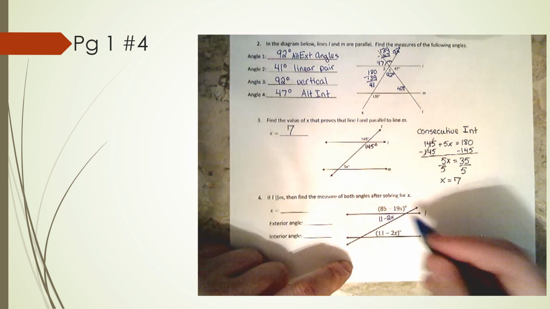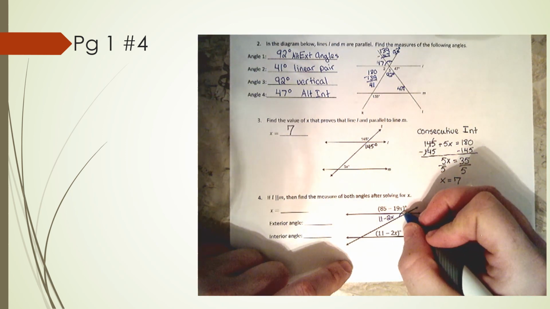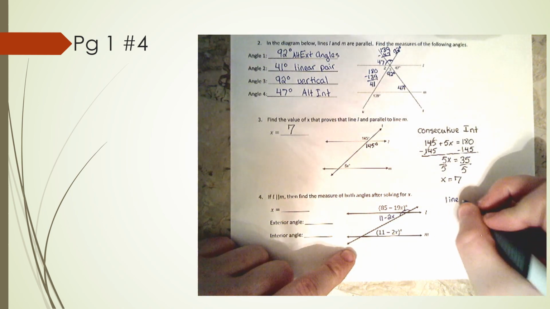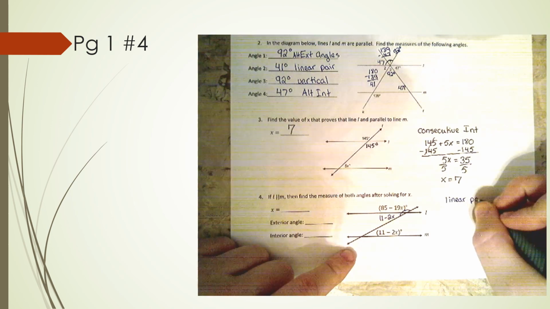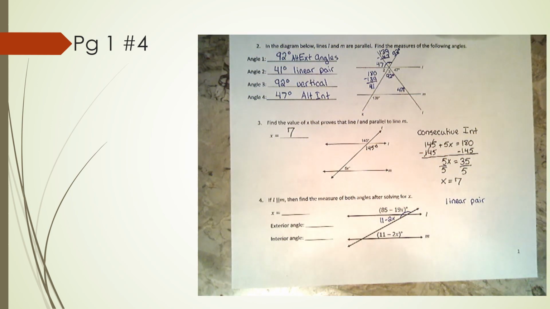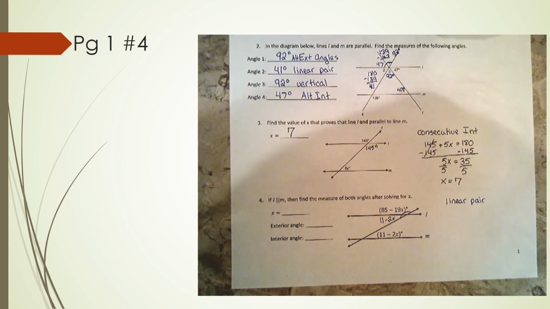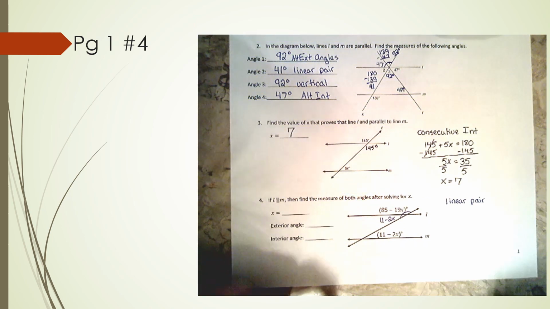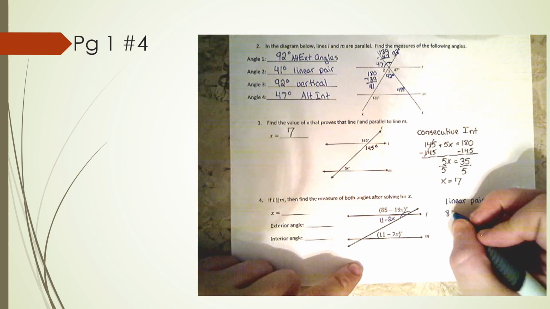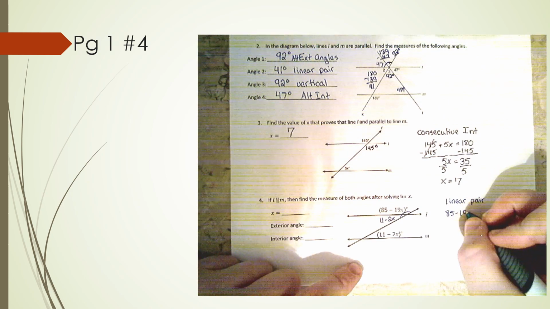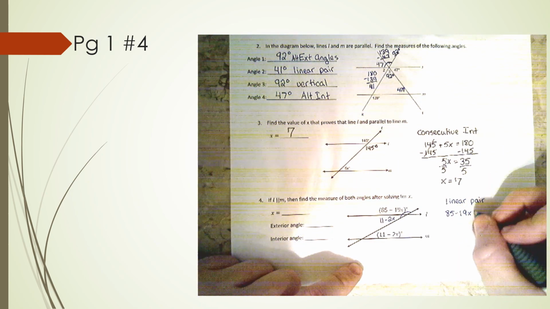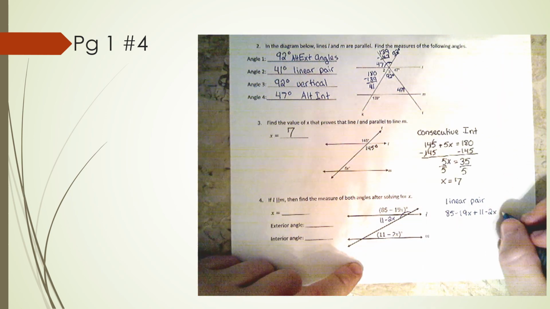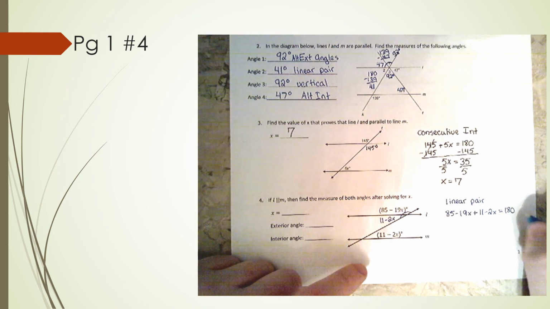So I know it could have also been here. So if I had it right here, these two angles together form a linear pair. And so linear is meaning line, pair means two. So if it's linear, a line, it has to equal 180 degrees. So it's supplementary. So if it's supplementary, I'm going to add them together. So 85 minus 19x plus 11 minus 2x equals 180 degrees.